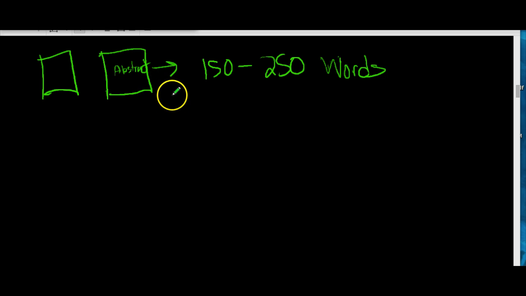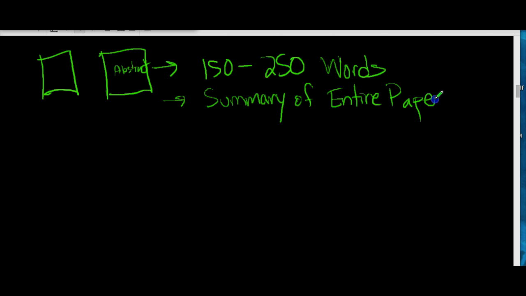Then this abstract is a summary of your entire paper. So I would say that this abstract is probably one of the last things you should do, after you've got your entire paper written. Come back and do your abstract. And so looking here again, drawing our pages: first page, title page; second page, abstract; and then we begin the actual paper.